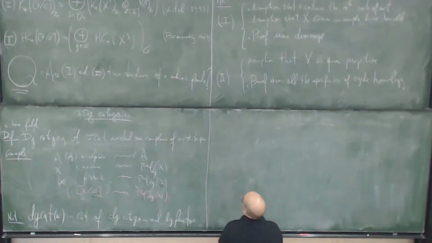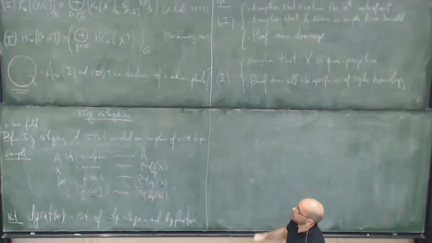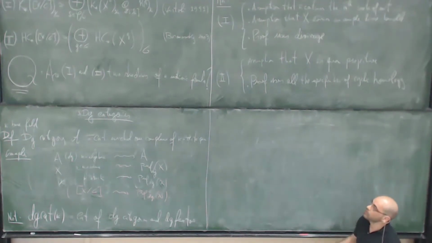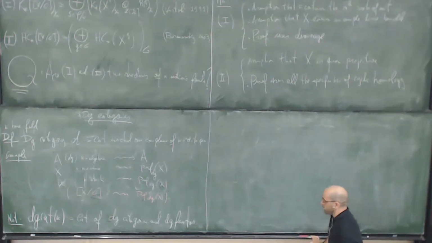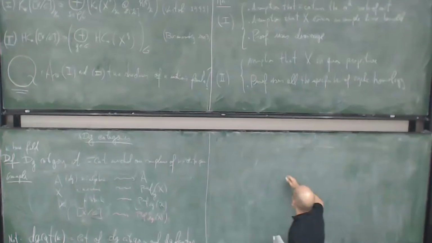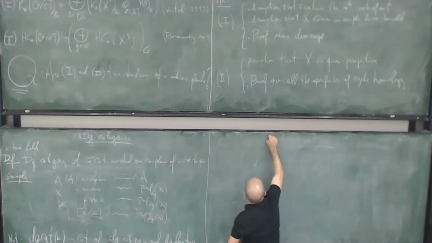Now if you look at K-theory and cyclic homology, I would like to see what is the key ingredient that makes those decompositions work. The key property that they all share is the following. This is what is called additivity.